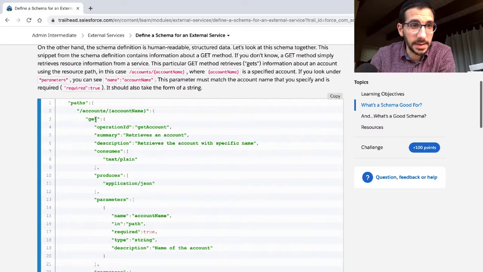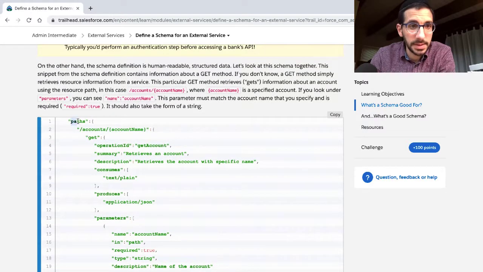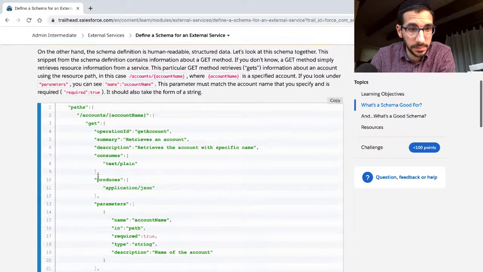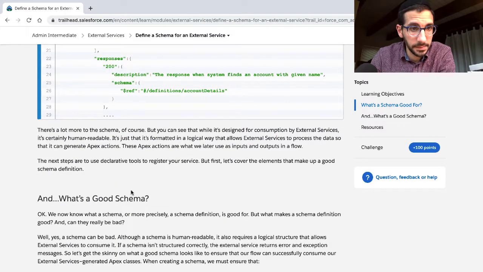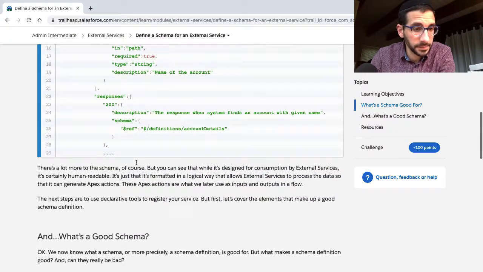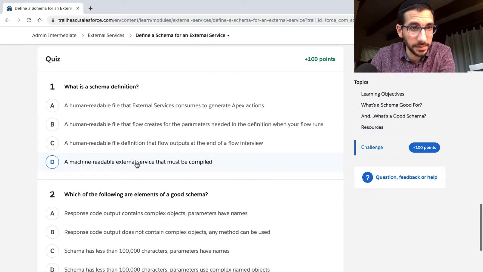And then we see this as an example. This is an example of a schema definition that contains a get method. This is how we're going to get information. It includes the type of information that you're able to get, retrieve from the service, and the sort of responses that we're able to get there. Okay, that's what a schema is good for. I'm going to jump down to what is a schema definition?